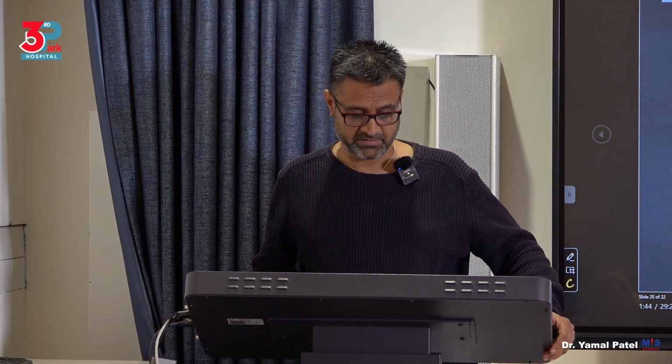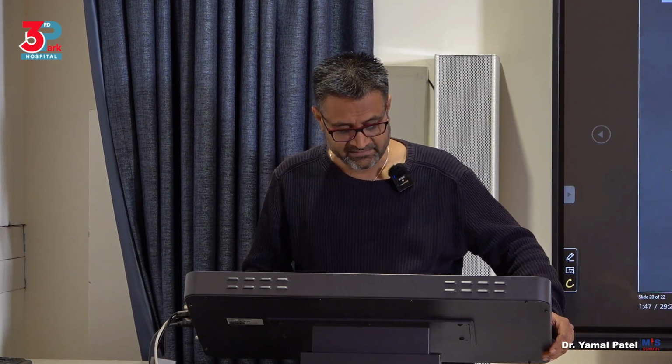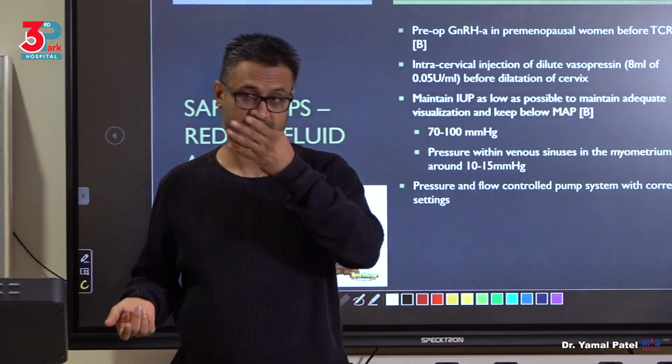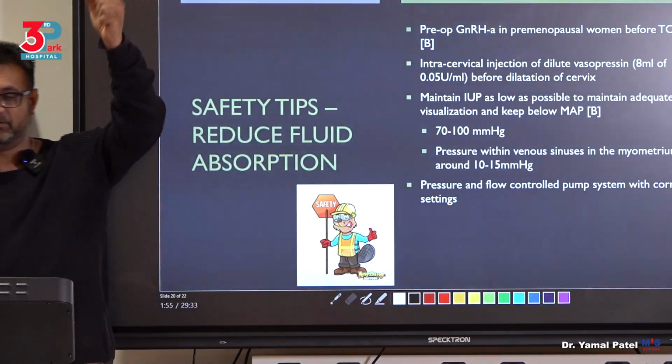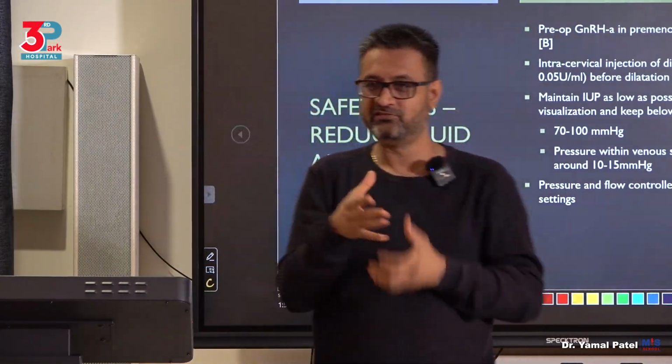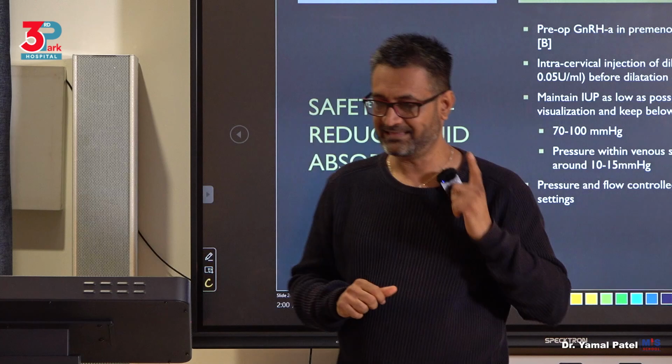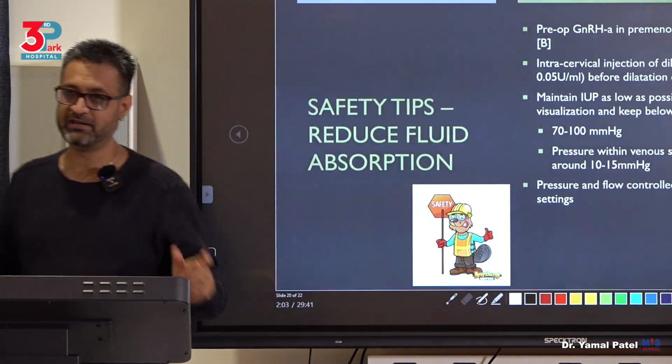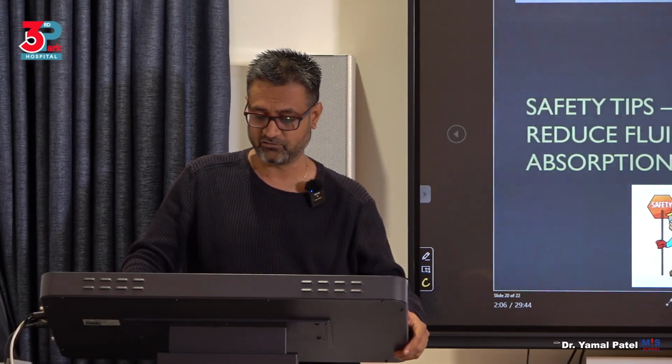But it's used, and when it is done that way, you will reduce your intravasation of fluid, okay? Maintain the intrauterine pressure as low as possible to give adequate visualization, and try to keep it below the MAP. I told you 70 to 100 would be good. Preferably use a pressure and flow controlled mechanism, the way we discussed. Don't use saline, don't use manual pressure, don't use bags. For operative work, that's a bit dangerous, okay? So you might have to invest in this and know the settings that I told you.